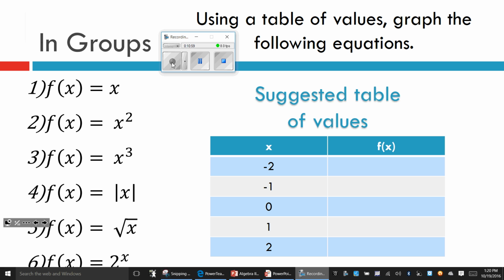Okay, so let's take a look at these. So, number 1, y equals x. If you graph it, what will it look like? I think it's up there in purple on the board. There's the table of values that goes with it. It's going to be a linear line.